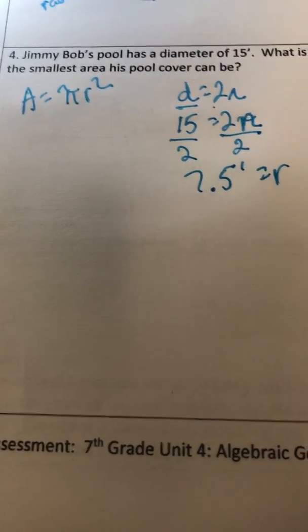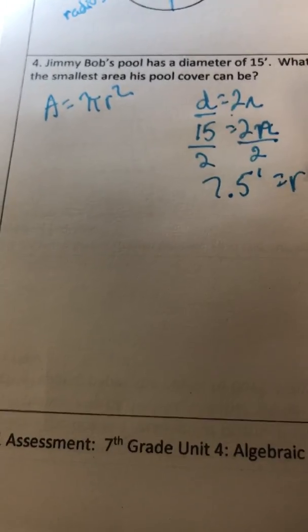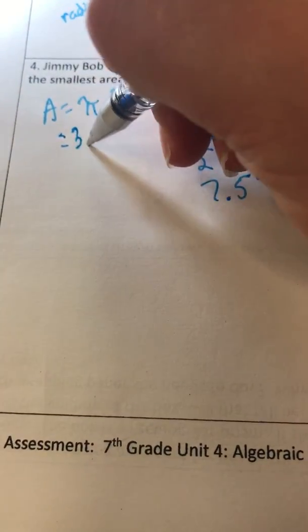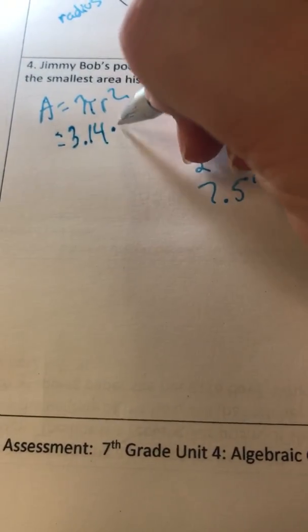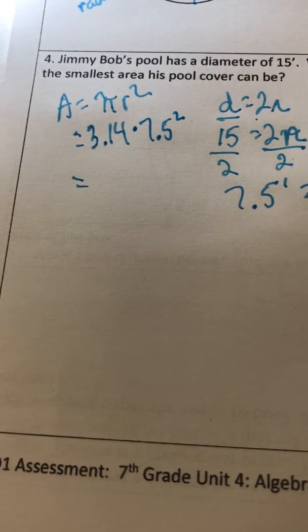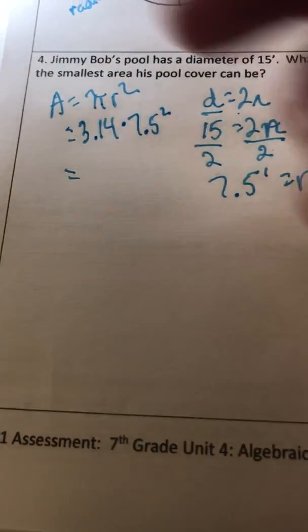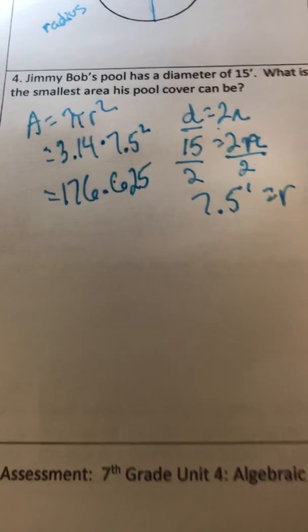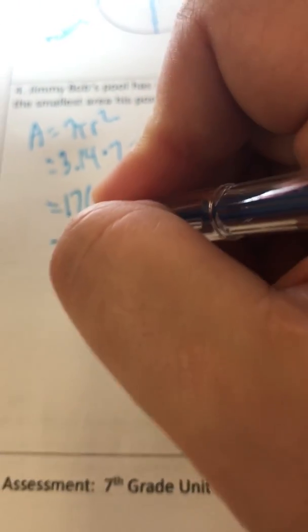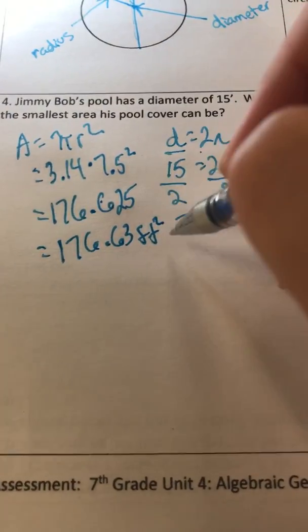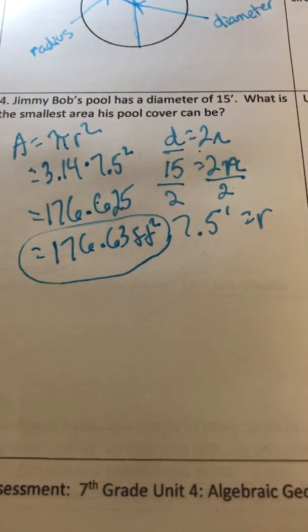So, then I can use this information to solve for my area. Pi we use as approximation as 3.14 times my radius of 7.5, and we square it. 3.14 times 7.5 squared is 176.625. We are going to round to 2 decimal places, which gives us 176.63 feet squared. This is the final answer that I need.